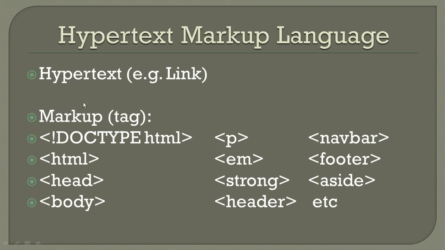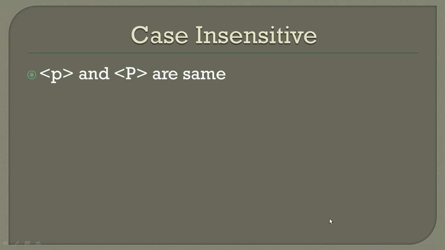Okay, and for the markup one, markup means tag, and the tag types in HTML can be DTD or document type declaration, such as doc type HTML, HTML tag, head tag, body tag, p tag, etc. HTML is case insensitive. So if we write P with the lowercase and P with the uppercase, they are the same.